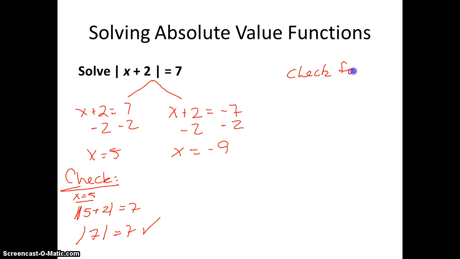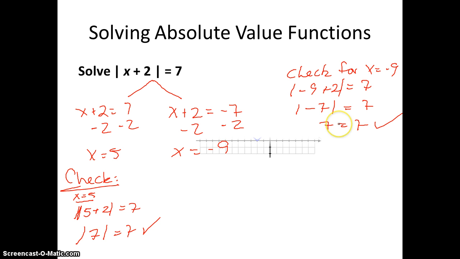Check for x equals negative 9. So again, plug it back in. Absolute value of negative 9 plus 2 equals 7. Absolute value of negative 7 equals 7. And so 7 equals 7. Check. They both work. We're good to move on.